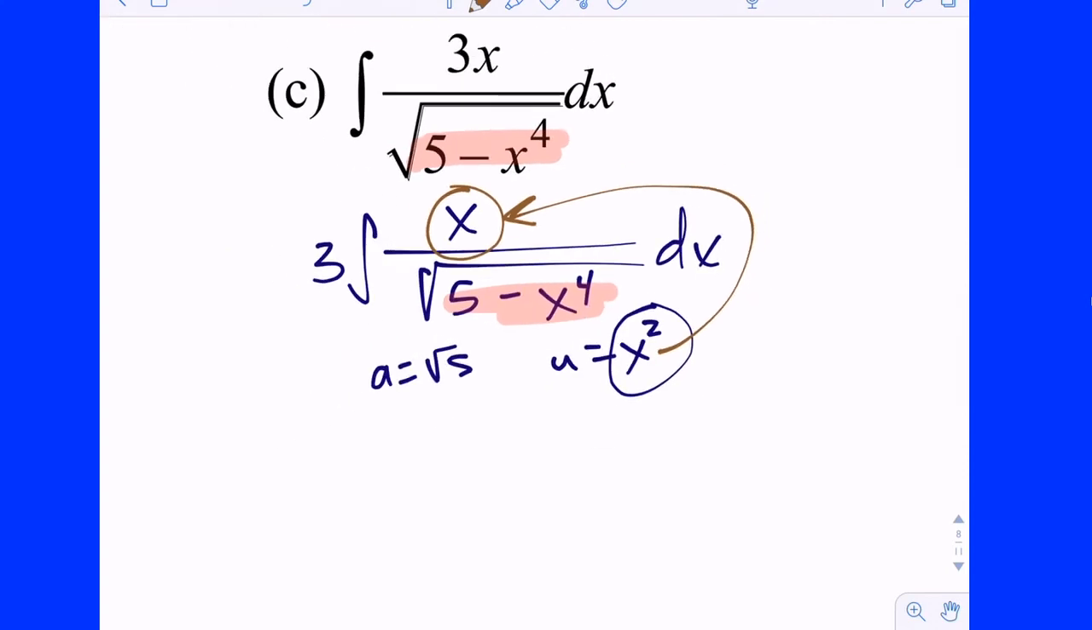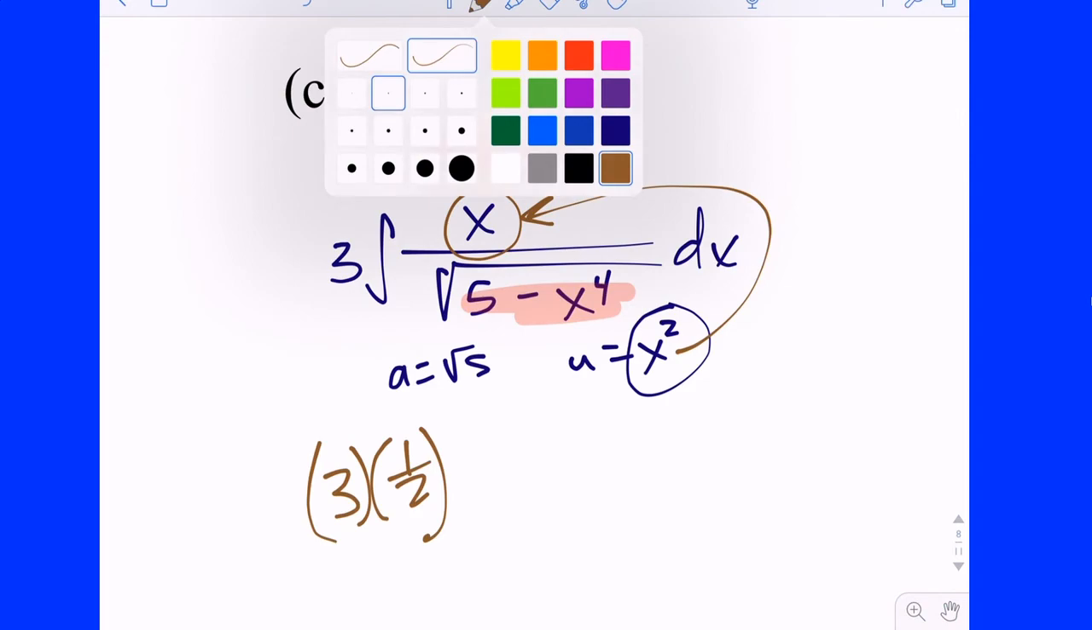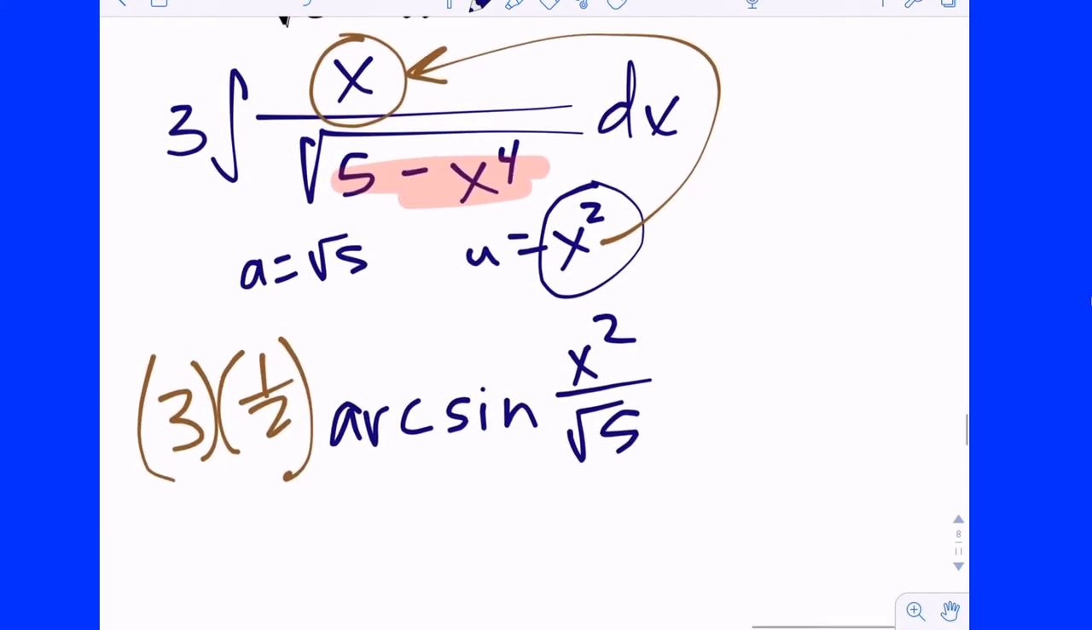We're off by a 2. So 3 goes along for the ride. We have our correction of 1/2. It's arc sine. Does it have a 1 over a in front? No. So it goes straight to arc sine of u over a. And, of course, we finish it off with a little corporal punishment.